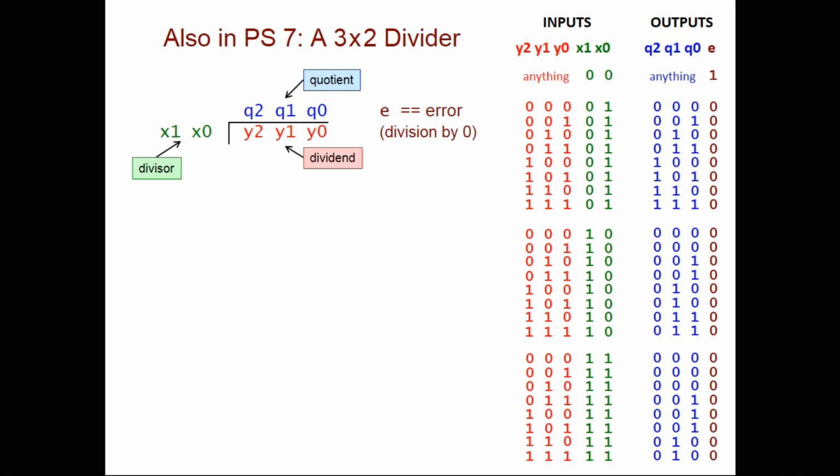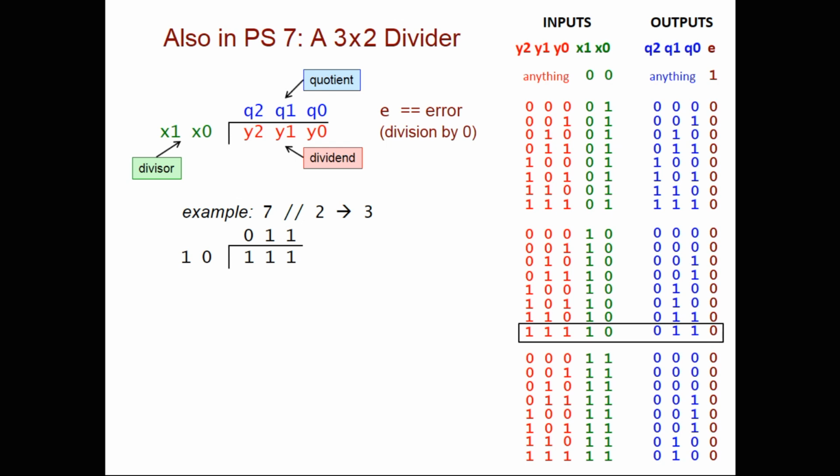And you can also, in problem set 7, be asked to design a 3x2 divider. This is a little bit more complicated, but you will see here the truth table on the right. For instance, when we divide 7 by 2, the result is 3. Also, we have an error bit as output. If the divisor is 0, the output error is 1, and in the rest of the situations, the error bit is 0.